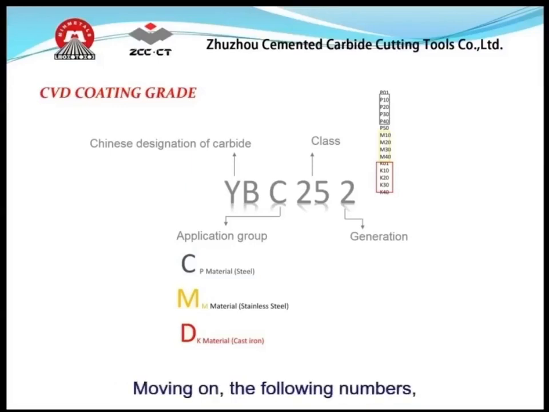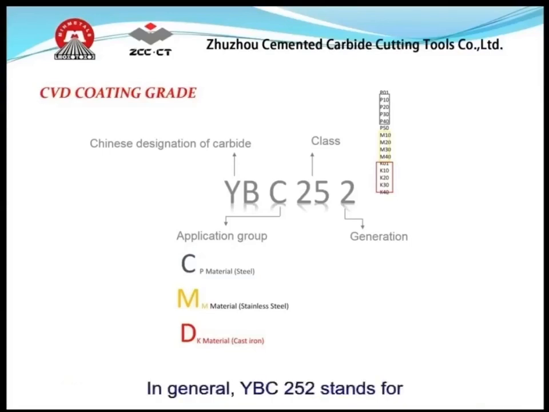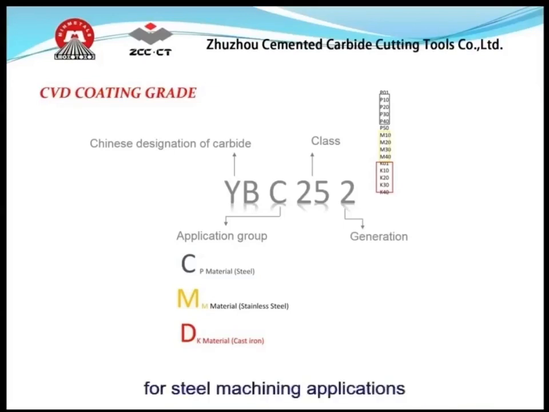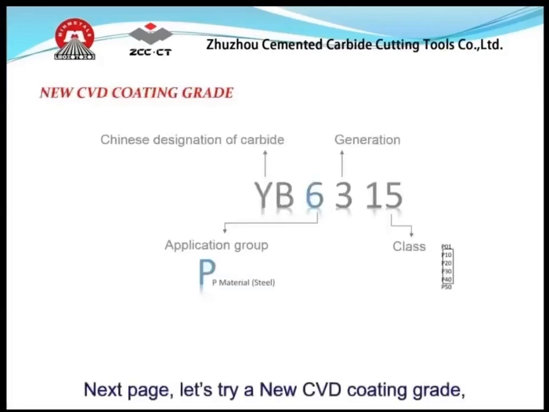Moving on, the following numbers. 25 indicates the application class range, and the last number 2 indicates the generation of this grade. In general, YBC25-2 stands for ZCCCT's second generation CVD coating grade for steel machining applications with P25 class range. Switch the cell letter C into M or D, the application group will be changed, except that the explanations are practically the same.